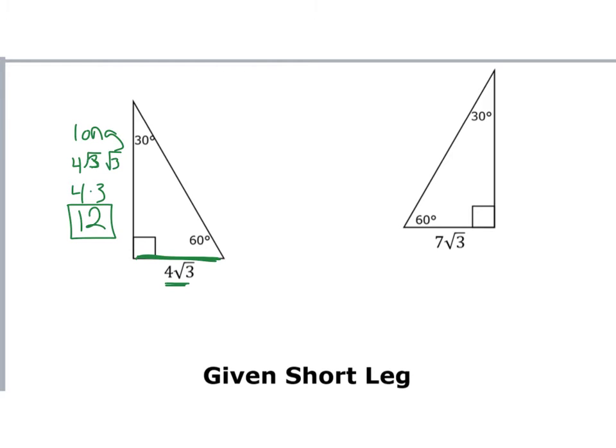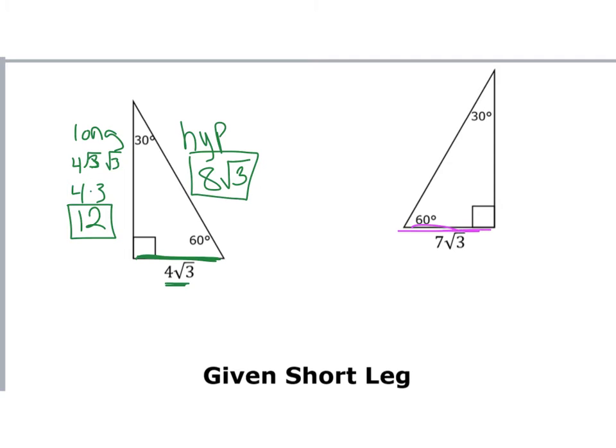If my short leg is 4 square roots of 3, when I double that to get to my hypotenuse, what do I get? 8 square roots of 3. Remember, your square roots only change if you multiply into them. If you're just doubling the outside number, it doesn't change.